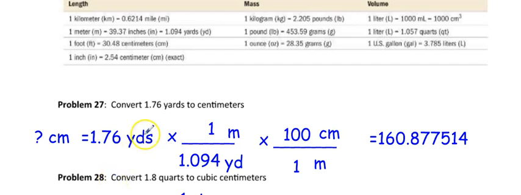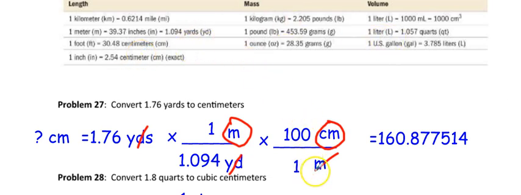And then what? Well, I have meters left on top. Do I want meters anymore? No, I don't. I want centimeters. So guess what? I put meters on the bottom and I put centimeters on the top. So what's the relationship between meters and centimeters? It's not up here, nor will it be. You got to know that.